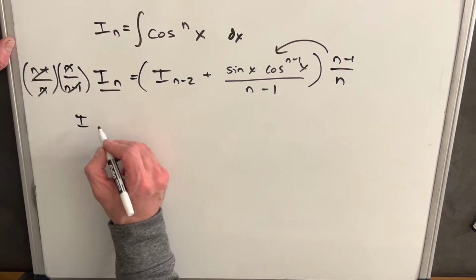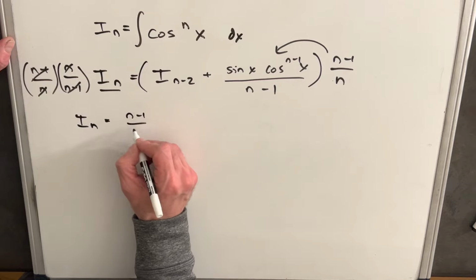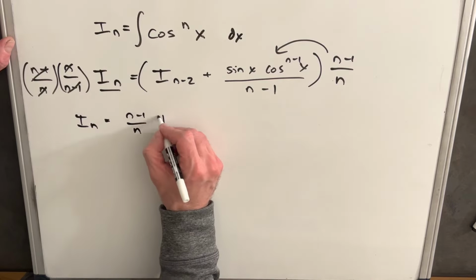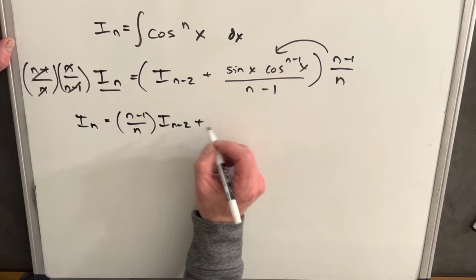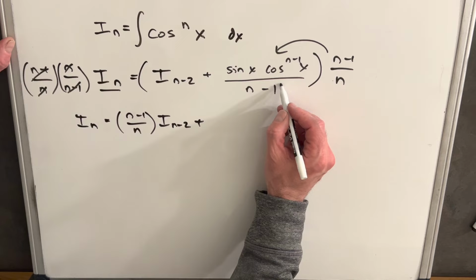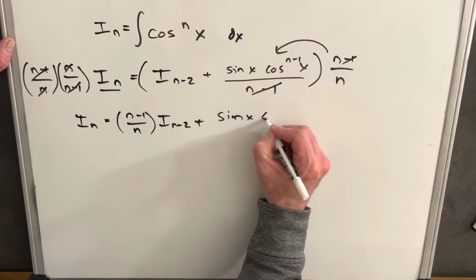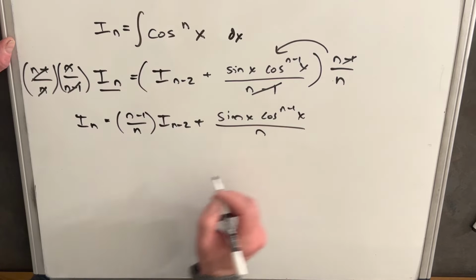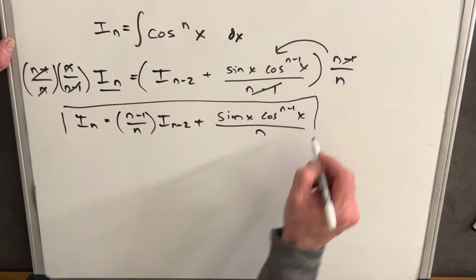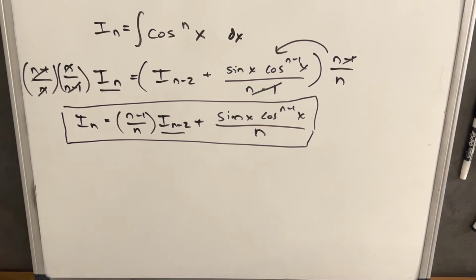So for our final answer, for I sub n, we're going to have n minus 1 over n distributing to this term, I sub n minus 2. Then when we distribute it here, we get the cancellation. So we're left with sine x cosine n minus 1 x all over n. And so that's going to be our power reduction formula for cosine of n. I think what we'll do is get into how to use this in some other videos.